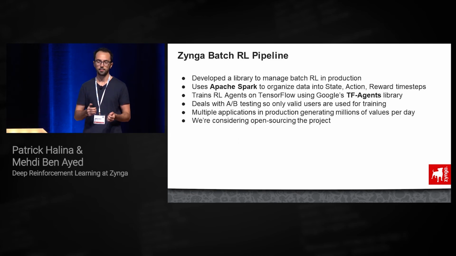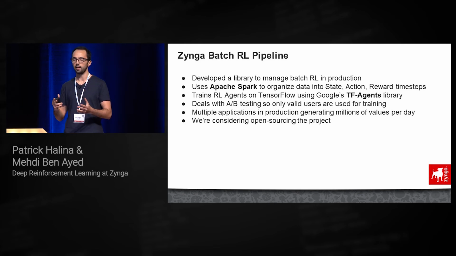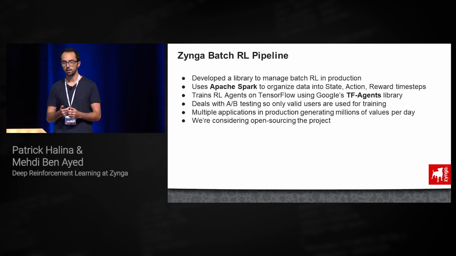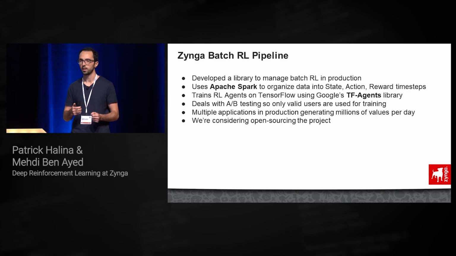This brings me to our Zynga batch reinforcement learning pipeline, which is a library that we built on top of the TF Agents library. This pipeline allows us to have a generic reinforcement learning system that we can deploy over multiple projects. We use Apache Spark to organize our data and to build our states, actions, and rewards. It also has support for A/B testing, so in case you're running an experiment, not all the users will be used for training. This library is used by many applications at the moment at Zynga, generating millions of recommendations per day. And we might be open sourcing it in the future.